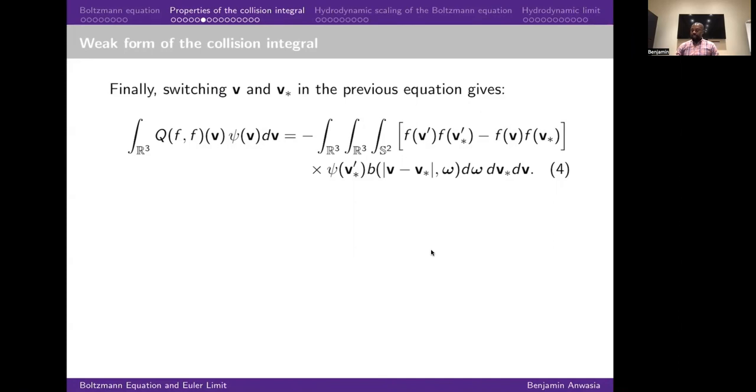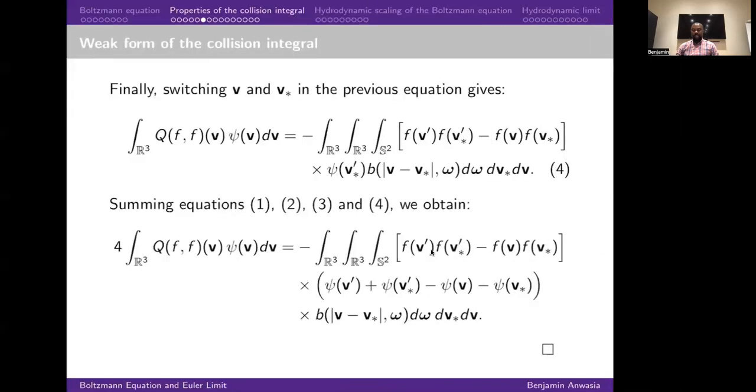Now, summing equations 1, 2, 3, and 4, we obtain the following expression, which upon dividing both sides of this equation by 4, gives the announced weak form of the Boltzmann collision operator.